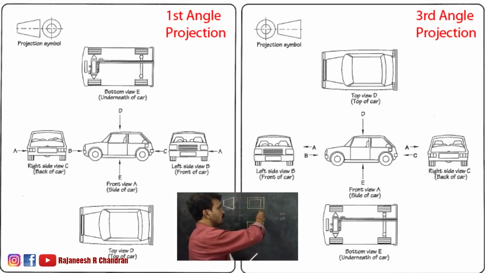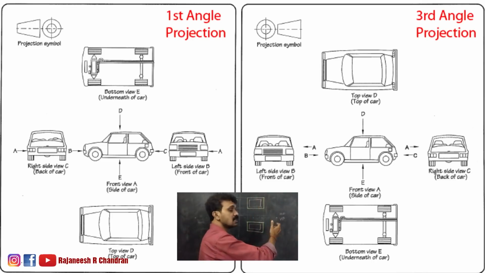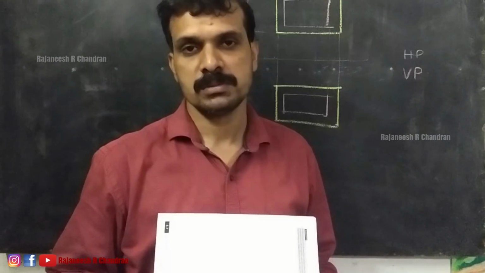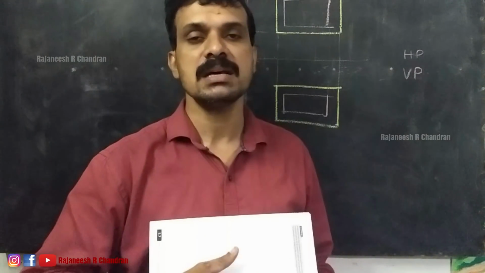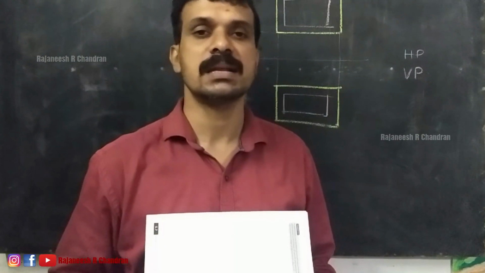Now, if the front view is on the bottom side, the top view is on the top side, the left side view is on the left side and the right side view is on the right side, that is called third angle projection. You can see the difference on your screen right now. In our country, we follow first angle projection. So these are the basic things related to projection.